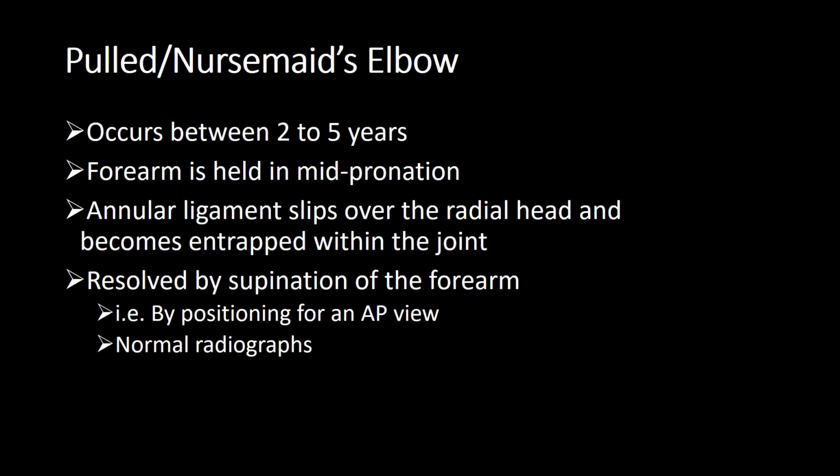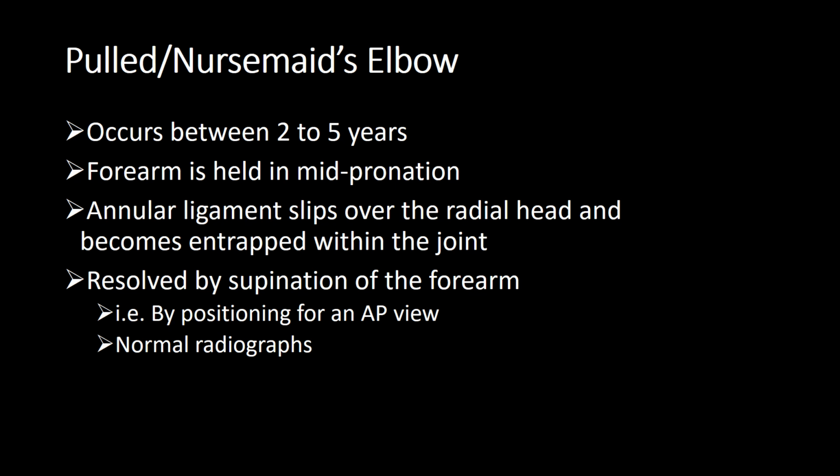A pulled elbow, otherwise known as a nursemaid's elbow, occurs in patients between the ages of 2 to 5 years. And what happens is the forearm is held in mid-pronation. What happens with this injury is because the annular ligament is very lax and it doesn't adhere tightly to the adjacent bony structures, it slips over the radial head and then becomes entrapped within the joint. And so therefore you might think there may be diastasis of the joint, but because the annular ligament is so slender, you won't see any diastasis.